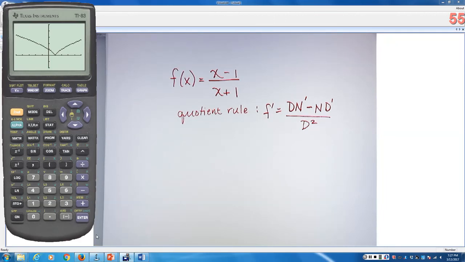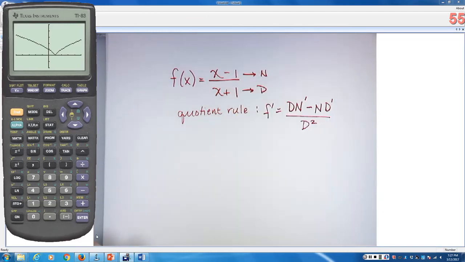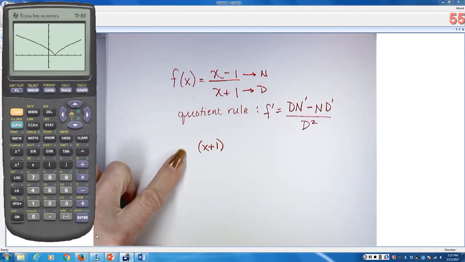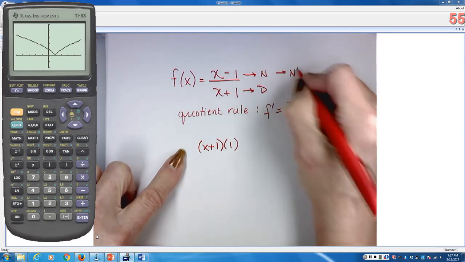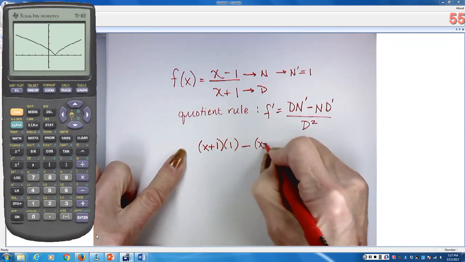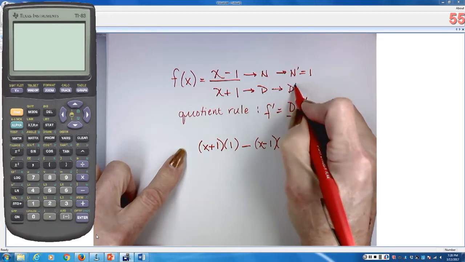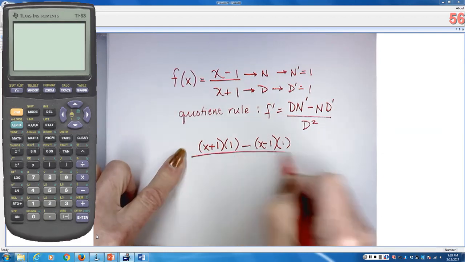Okay? N stands for numerator. D stands for denominator. So I need to take the denominator, multiply it by the derivative of the numerator, which happens to be 1. Subtract the numerator times the derivative of the denominator, which also happens to be 1. And put it over the denominator squared.